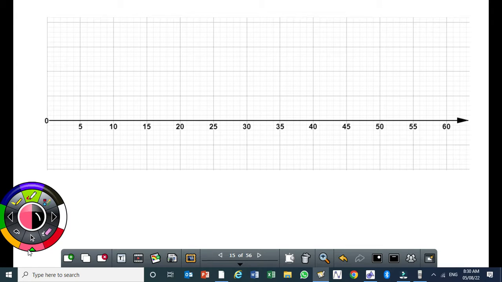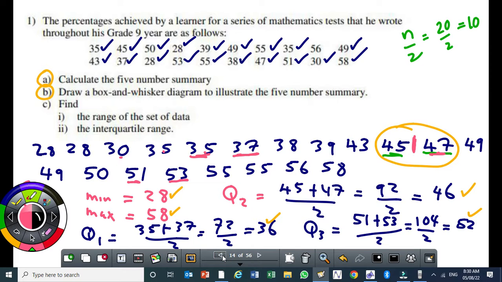So if I go to my number line, 28 is here. Right? Now I've made a decision that I'm gonna draw my box and whisker in that line, this one here. Right? So that's why the minimum, it's my choice based on the area I have here. Okay. So I have plotted the point where 28 is. Then I need Q1, which is 36.